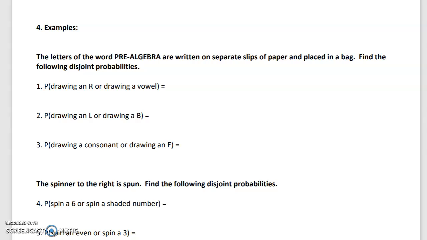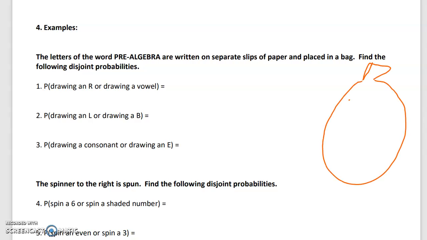So we have the letters of the word pre-algebra. We write them all on separate slips of paper and place them in a bag. So imagine we have a bag with pre-algebra. So what is the probability of drawing an R or drawing a vowel? So picking an R or a vowel out of the bag.